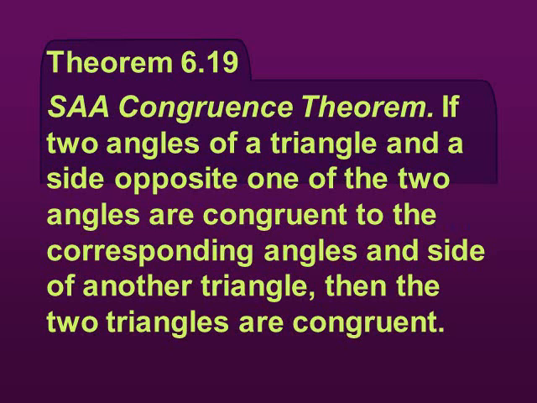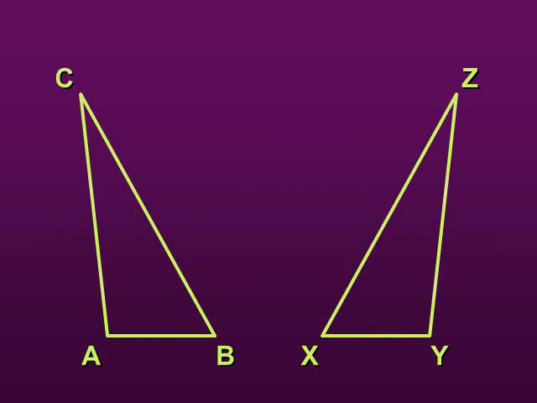If two angles of a triangle and the side opposite one of the two angles are congruent to the corresponding angles inside of another triangle, then the two triangles are congruent. So let's look at what all those words mean with pictures. Okay, so here I have two triangles. Let's look at the one on the right first. Well, first let's look at what we have. We have side angle angle, which, remember, if I have two angles congruent, I already automatically know my third angle is congruent. But having just one side be congruent and two angles, it doesn't matter what side.